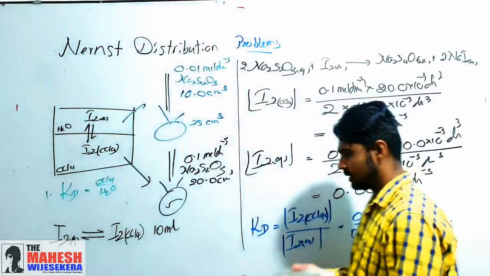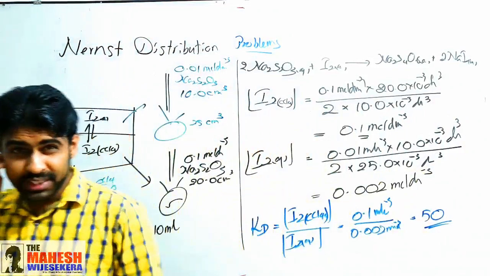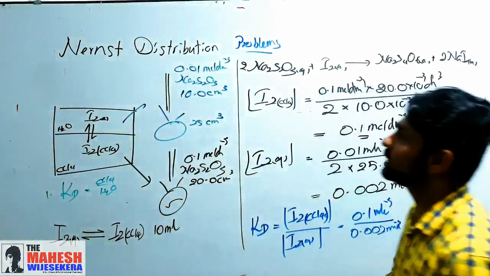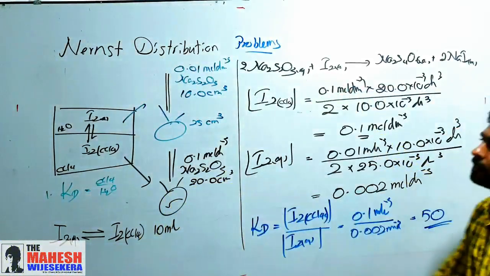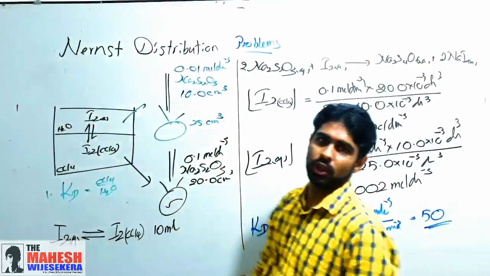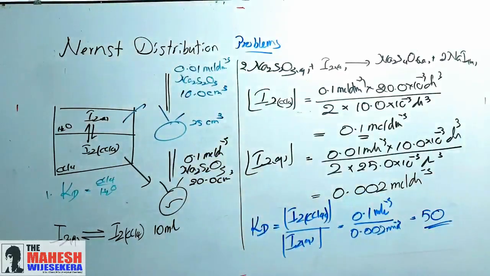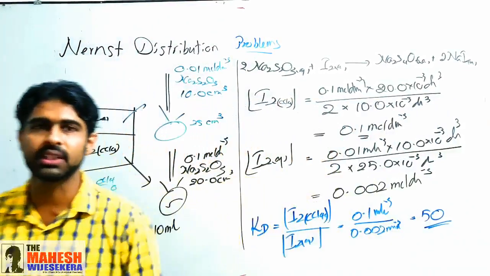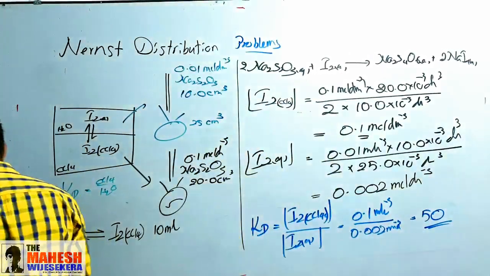It's obvious. If they ask what assumptions you use, the assumptions are that temperature is constant, iodine is in the same molecular form in both water and CCl4, and the system is at equilibrium. Those are the assumptions that you have made. Another question.